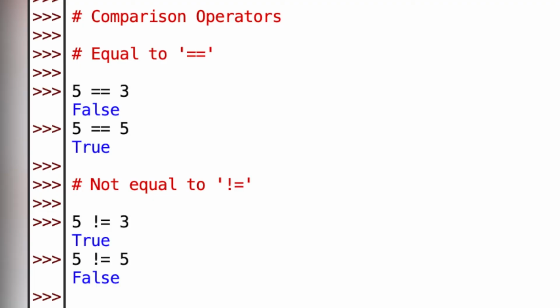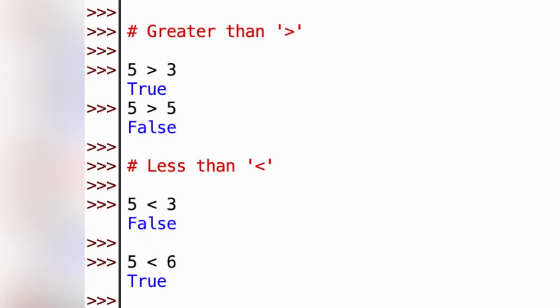Comparison operators. Equal to. It returns true when both values are same, and returns false if not. Not equal to. It returns true when both values are different, and returns false if not. Greater than. It returns true when the left value is greater than the right, and returns false if not. Less than. It returns true when the left value is less than the right, and returns false if not.